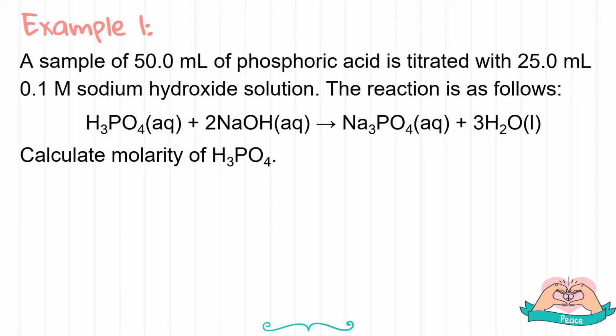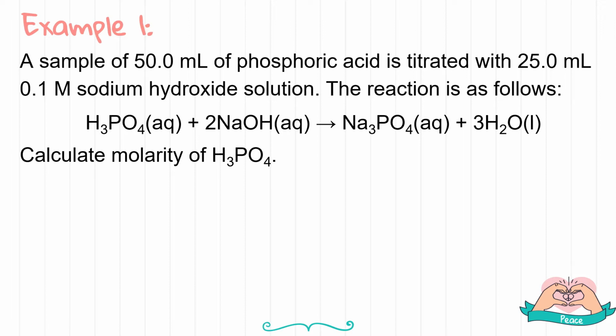Okay, let's look at an example of how to use the stoichiometric relationship to determine the amount of a reactant using another reactant in the same balance equation. We have a sample of 50 ml of phosphoric acid titrated with 25 ml of 0.1 molar sodium hydroxide solution. The reaction is as follows: H3PO4 plus 2 NaOH produce Na3PO4 plus 3H2O. So, the balance equation is given.